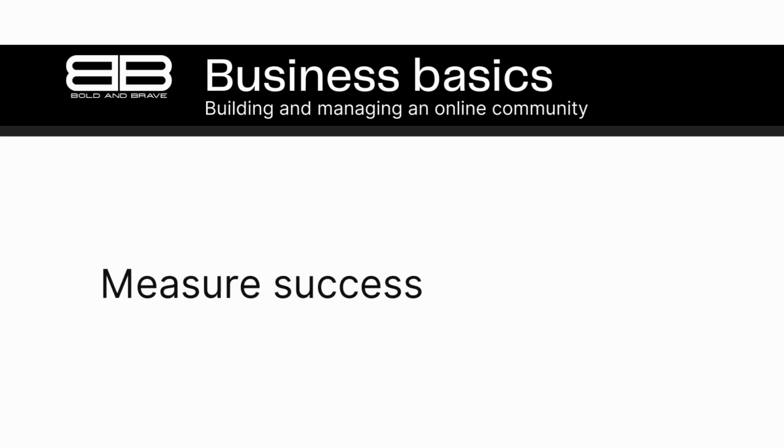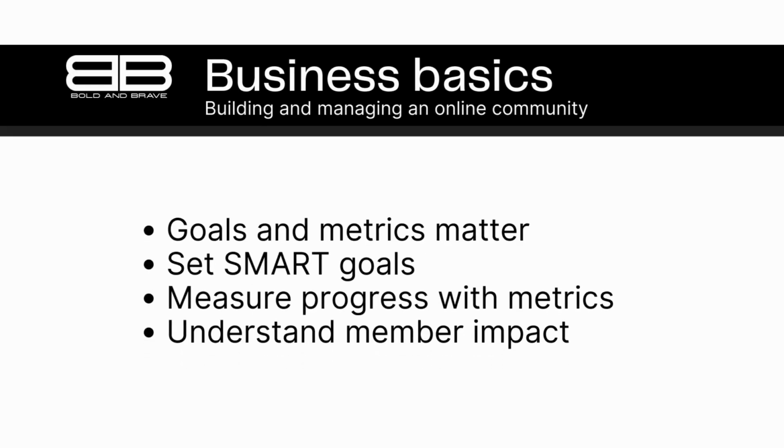Number 8. Measure success. Set goals and metrics for your community, and track your progress over time. This will help you understand what's working and what's not, and make adjustments as needed. Setting goals and metrics for your online community is crucial to measure its success. By tracking your progress over time, you can identify what is working well and what needs improvement. This allows you to make data-driven decisions and adjust your strategy accordingly.